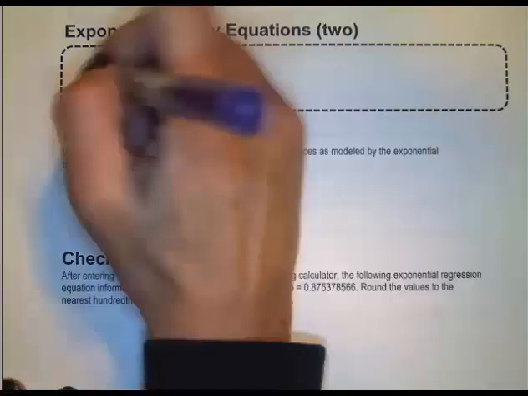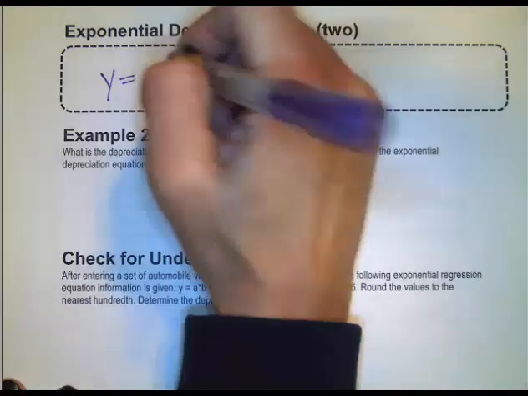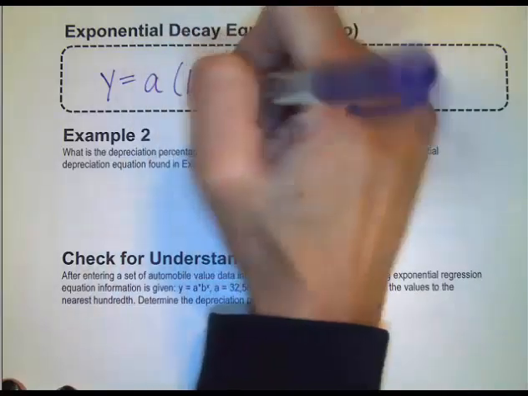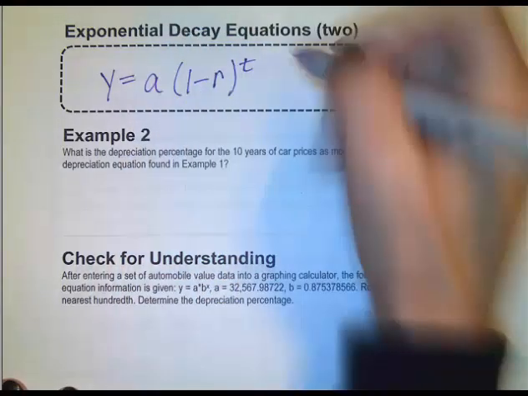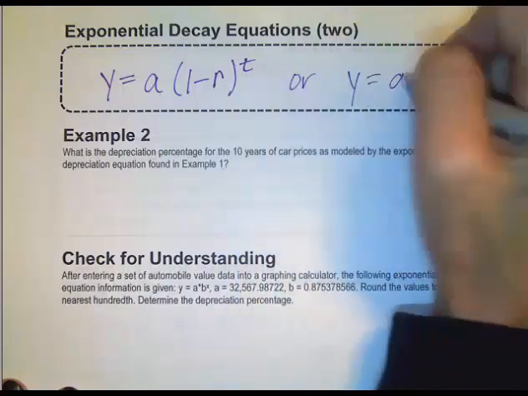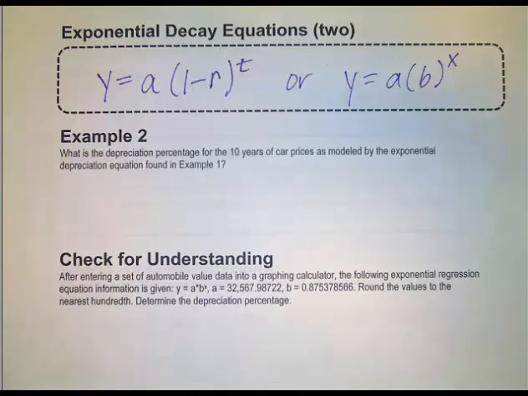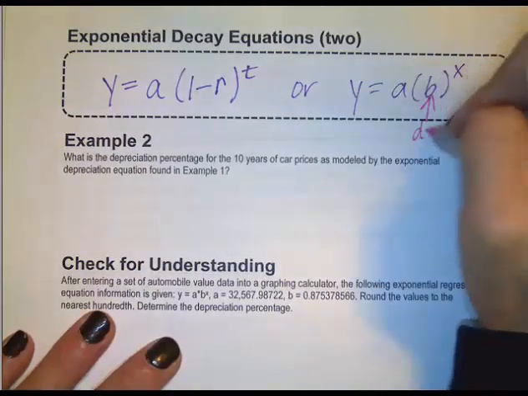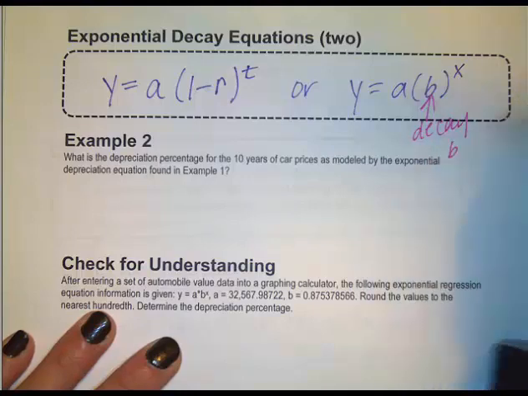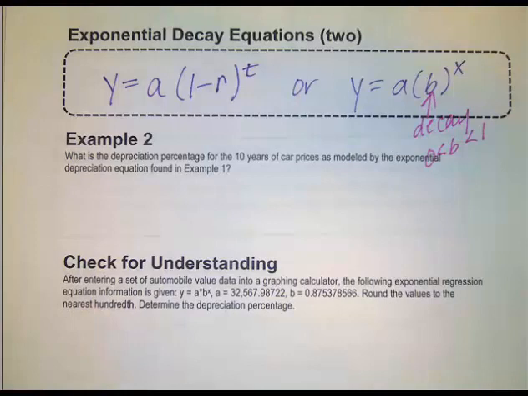So y equals a(1 minus r) to the t. Or you could have y equals a times b to the x. And remember that if it's decay, b is going to be less than 1 but greater than 0. So it's going to be a decimal or a fraction between 0 and 1. Okay? All right, so go ahead, pause, and read example 2.